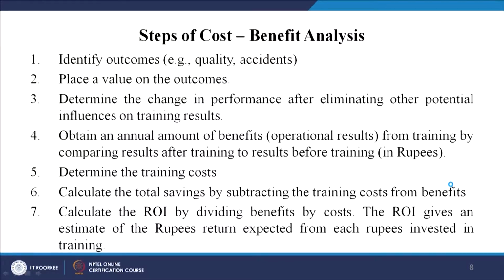Calculate the total savings by subtracting the training cost from benefits. So, whatever the total saving is and whatever the cost you are talking about, you have to subtract that cost, and as a result you have the total savings, and that will be the ROI on your investment. Calculate the ROI by dividing benefits by cost. The ROI gives an estimate of the rupees return expected from each rupee invested in the training.